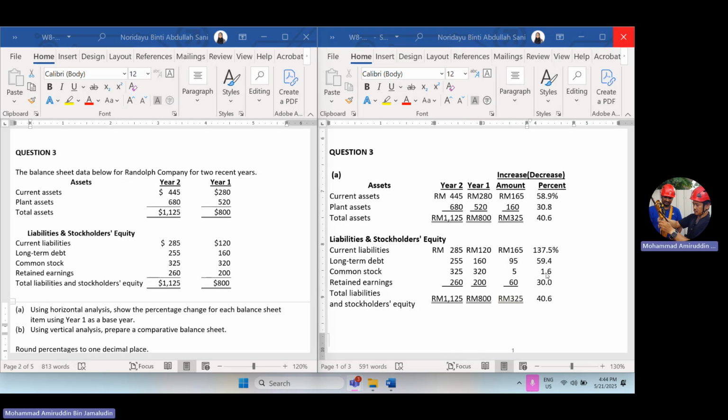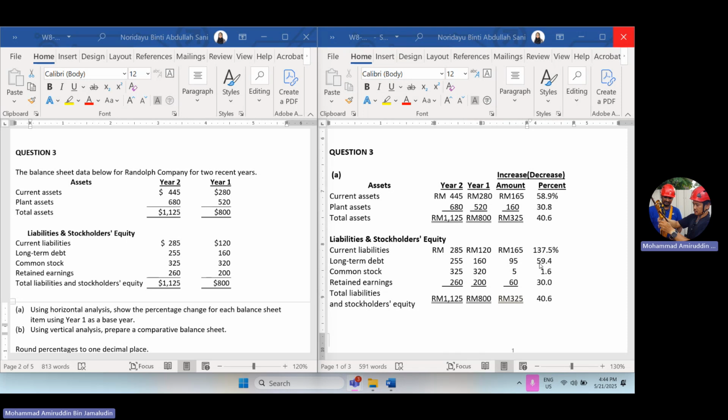Okay. Common stock. You see, this company, they don't sell their shares. It's only a 1.6% increase. Not much. They are able to sell their shares, because when you sell shares and offer shares to the public, you collect money. So your equity goes up, your cash goes up. But here, I can see that they can't sell their company shares. That's why they need to go to a very high value on this debt, the long-term debt. Could be the long-term loan.